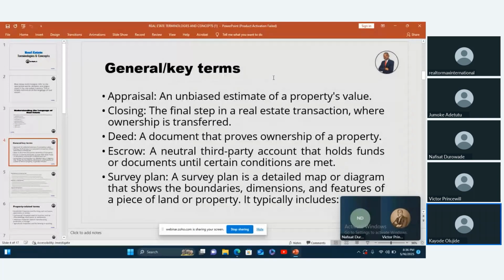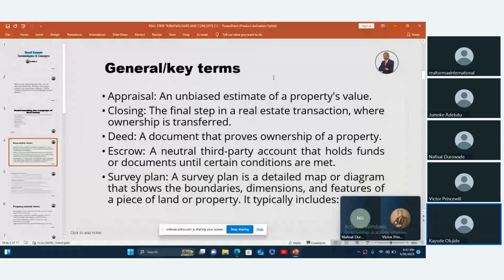And the second one is closing. What is closing? When we talk of real estate, we talk of sales. And in the sales process, there is a keyword, closing. To close a deal, what does it mean in real estate? There are different dictionary interpretations given to closing. But when it comes to real estate, closing simply means the final step in a real estate transaction where ownership is transferred.